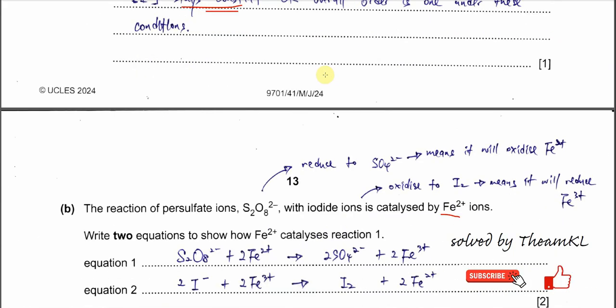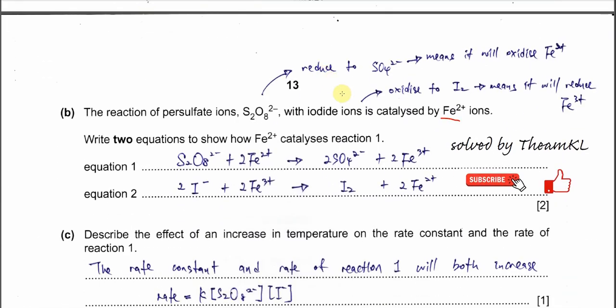So now we know persulfate needs to be reduced to sulfate, which means when persulfate reacts with this catalyst, it needs to oxidise the catalyst. If the catalyst we are using is iron(II), then iron(II) needs to be oxidised to iron(III). So that's the logic there.